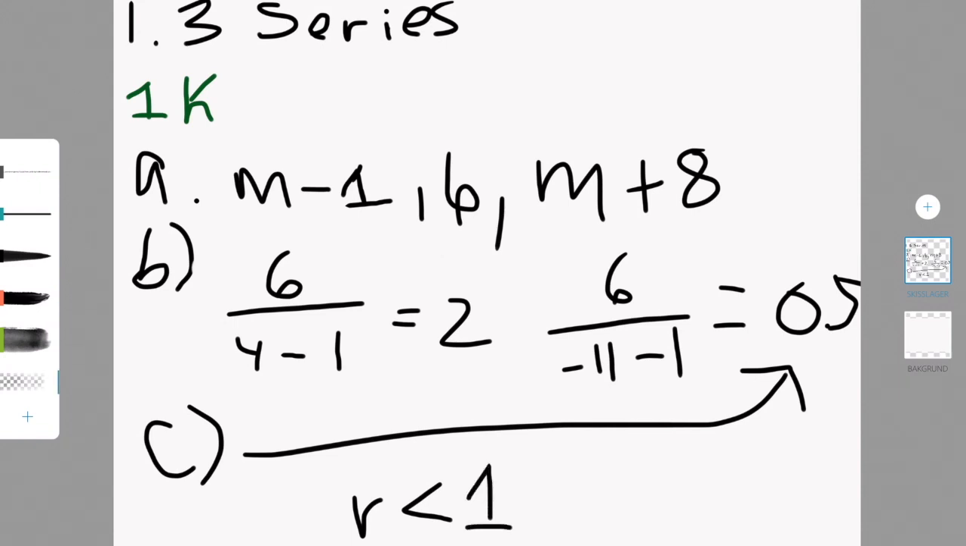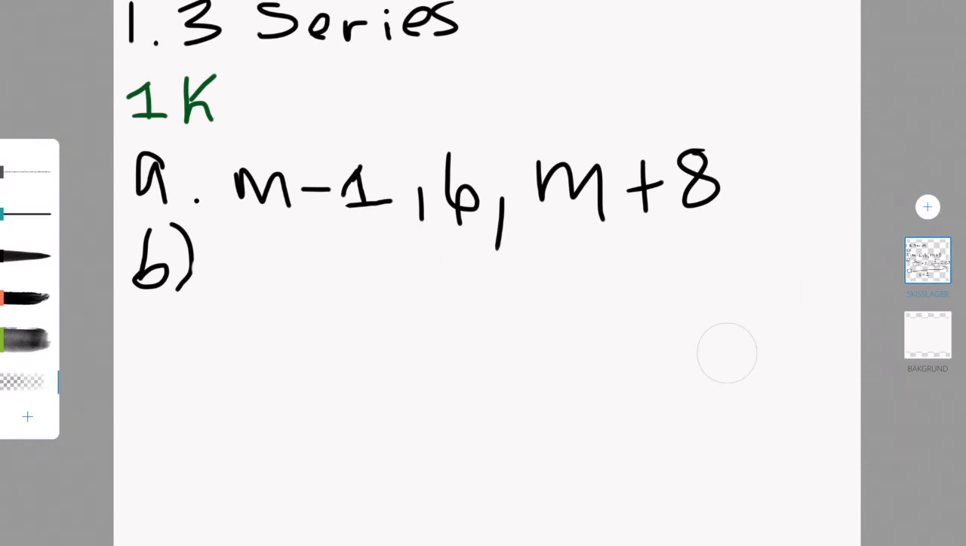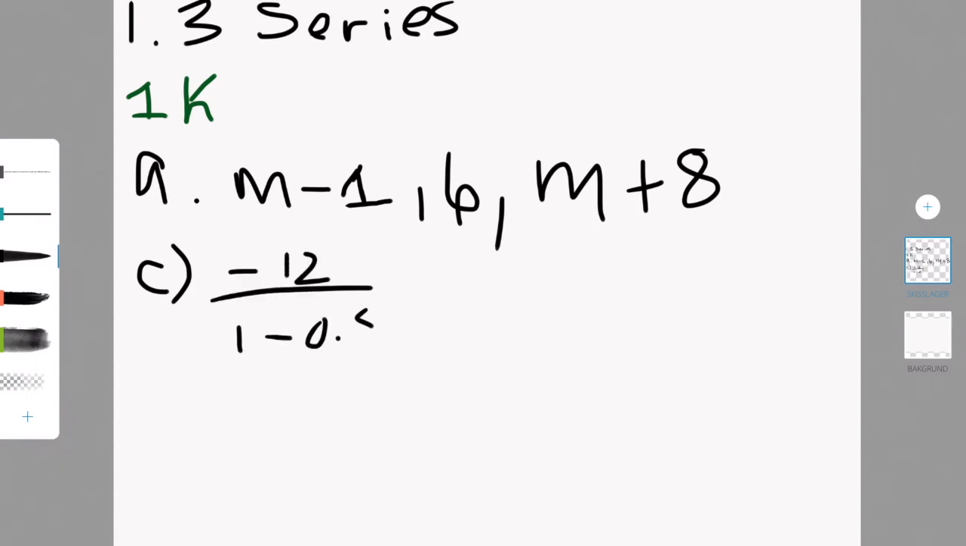Now that we know that, we can calculate the sum to infinity. We calculate the sum to infinity by taking the first term, which is m minus 1, but since we chose the common ratio 0.5, we would have to use the m that we used in that situation, which was negative 11. So we would use negative 11 divided by 1 minus 0.5. And that would be our answer, which would then equal negative 24.